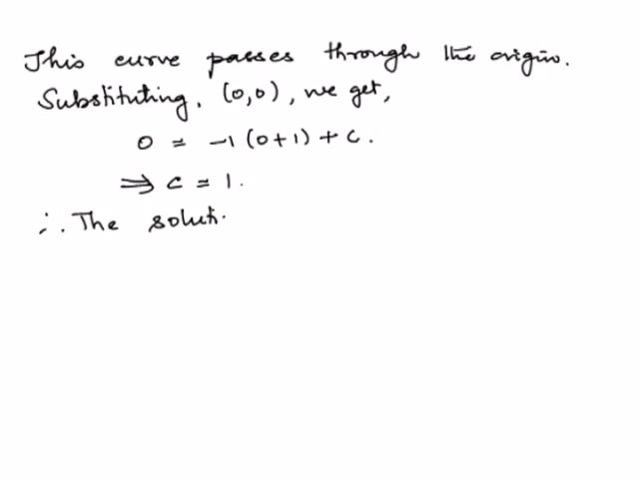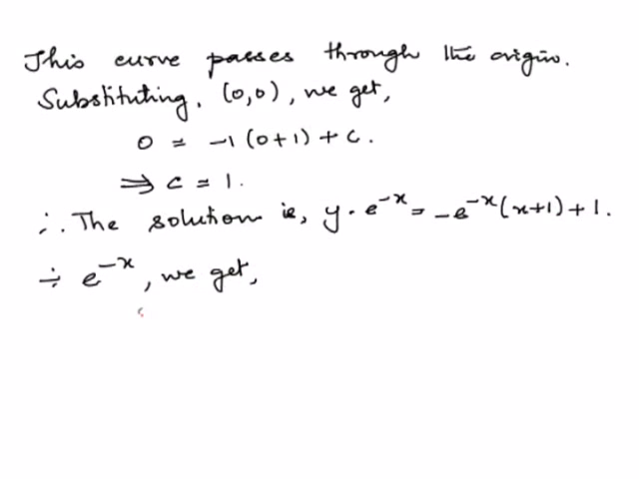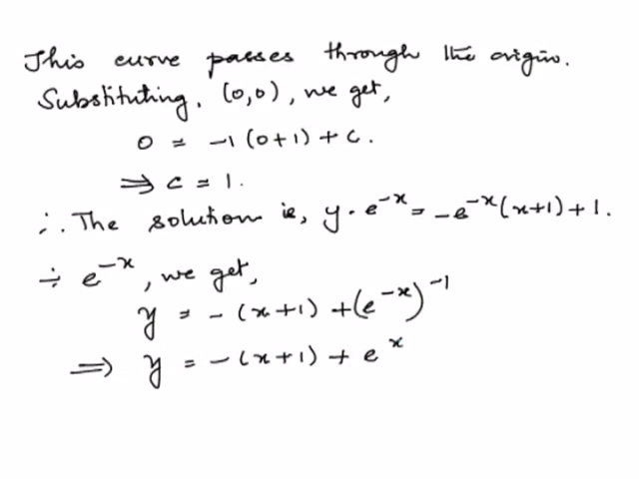Therefore, the solution is y into e power minus x is equal to minus of e power minus x into (x plus 1) plus 1. Dividing throughout by e power minus x, we get y is equal to minus of (x plus 1) plus e power x. That is, y plus x plus 1 is equal to e power x. That is the required equation to the curve. Yes. So, x plus y plus 1 is equal to e power x is the equation to the curve.